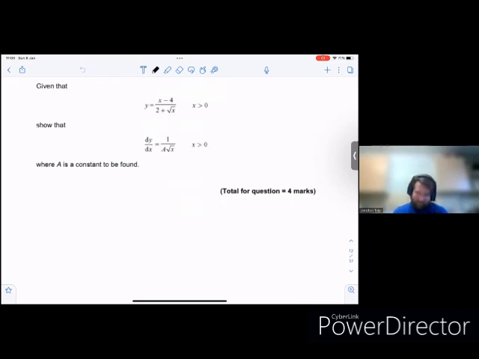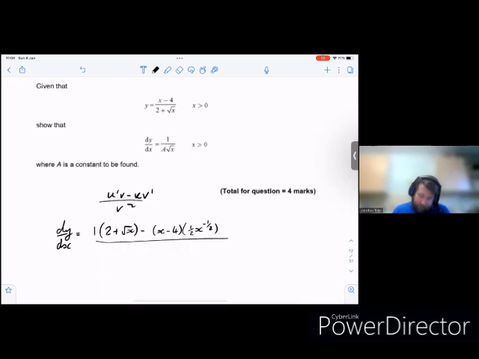Okay, next question. We've got another quotient rule. So we're going to use u dash v minus u v dash over v squared. So u dash is just 1. V is 2 plus root x, minus u v dash, which is half x to the minus a half, all over v squared.